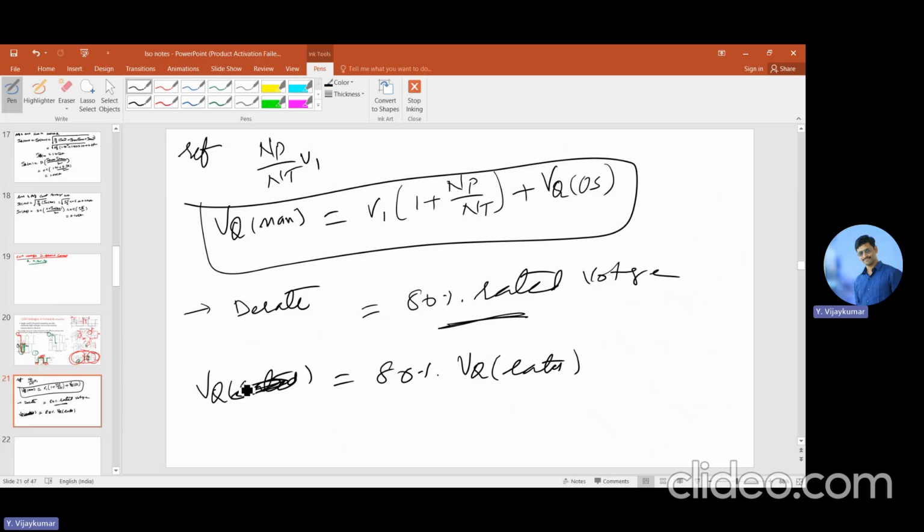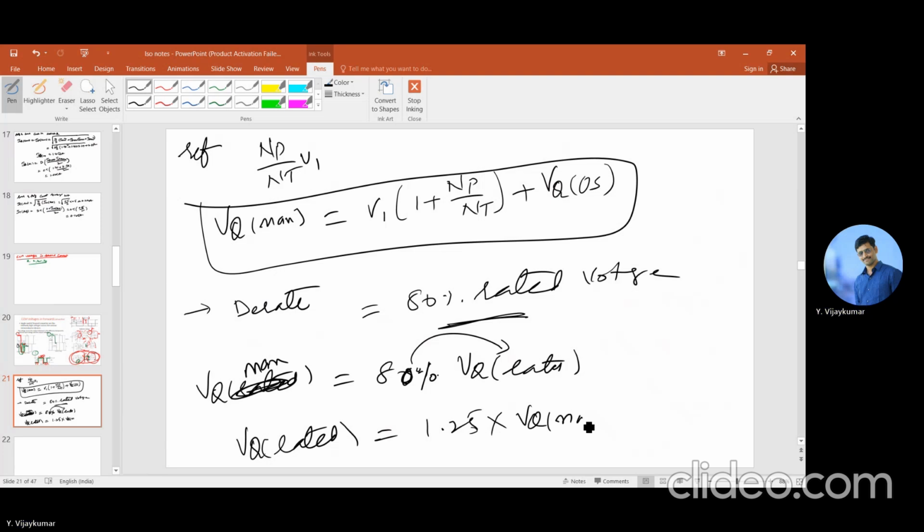Sorry, this is VQ max. VQ max is equal to 80% of the VQ rated voltage. VQ max, the maximum voltage that we are going to have across the switch, is 80% of the rated voltage. So if we write it, what is the VQ rated value? 1 by 80% means it's 1.25 times VQ maximum.